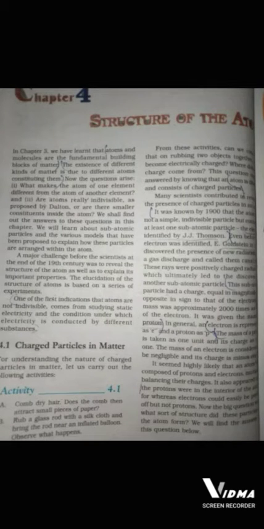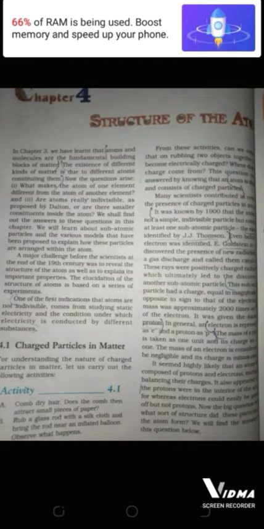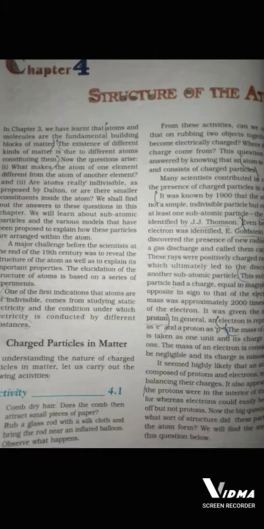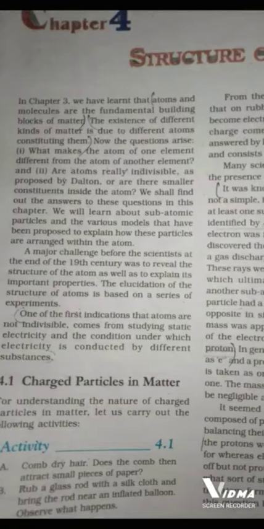But looking at the wide variety of matter which is present in the world, there was a doubt whether this atom is really indivisible. Atom is indivisible. This was proposed by Dalton in his theory, but there was a doubt on this. So by experimentation, the scientists tried to find out whether it is divisible or indivisible. The first indication that atoms are divisible comes from the study of static electricity.